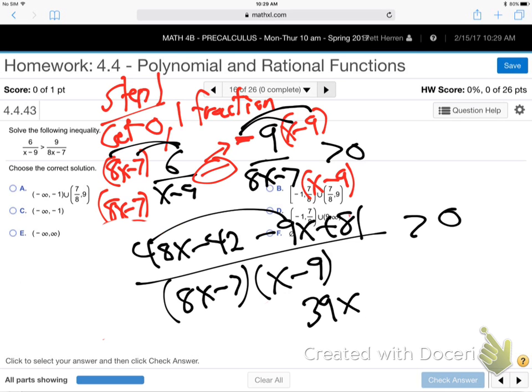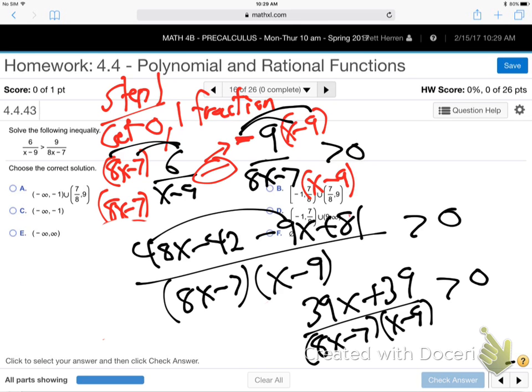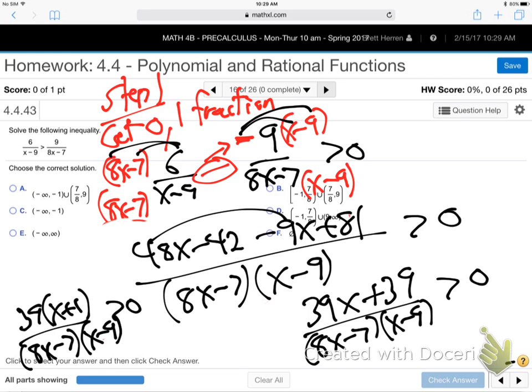So what's that? 39x plus, was it 39? Yeah. That's funny. Maybe that's on purpose. All right. x minus 9 greater than 0. All right. So there we go. Oh, I can factor out a 39 on the top, huh? So I guess I should take out a 39, x plus 1, over 8x minus 7, x minus 9 greater than 0. So there we go. There's the cleanest version of it. I'm not going to do any more. Is that okay? I just stop right there on this one.